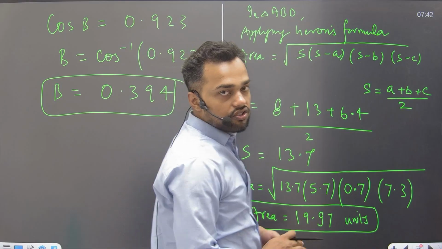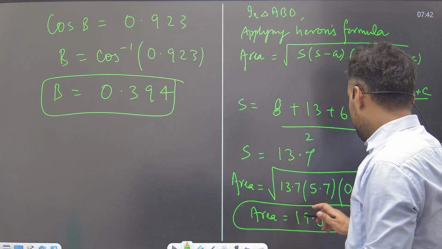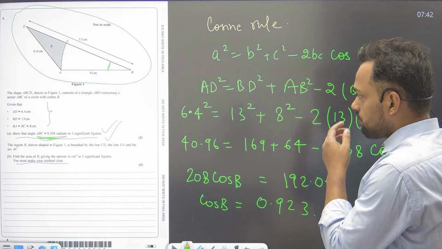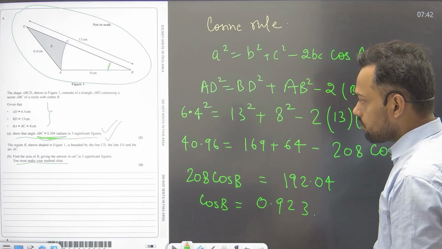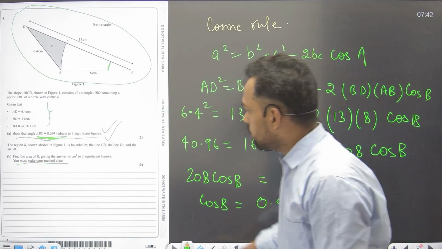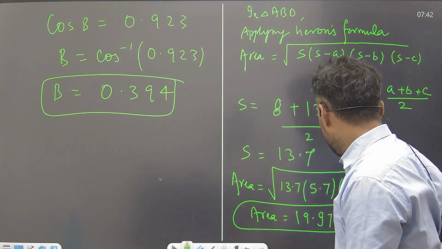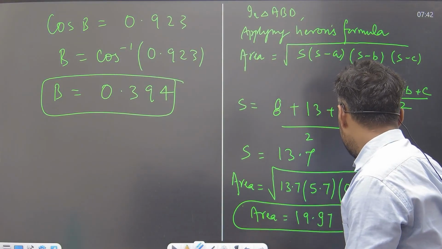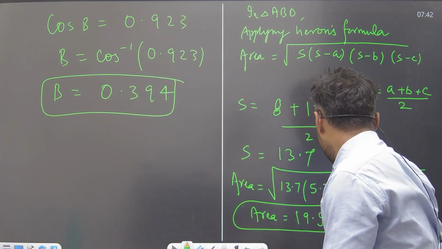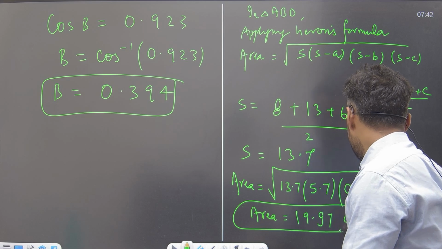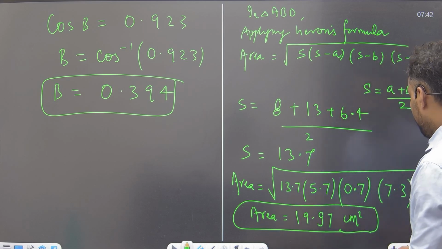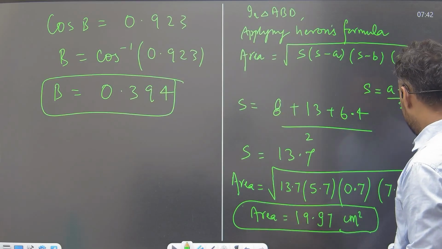Okay, this is the area which we are getting after calculating it through Hero's formula. The units here are centimeter square, so we'll mention centimeter square. Okay, so we have got the area of a bigger triangle ABD.